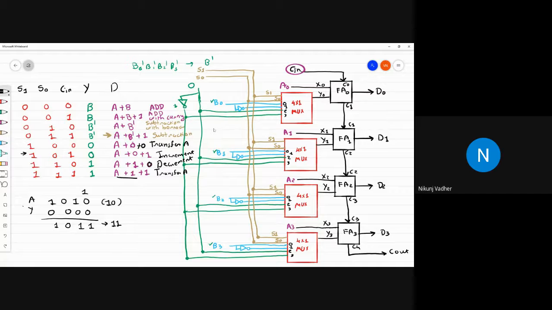If all the bits of A are 1, 1 1 1 1, and then we try to add 1, then 1 plus 1 is 0 with carry 1, repeated for each bit, giving 0 0 0 0. Carry will be 1. So this is C4, and the value of C4 is 1. That means this has resulted into an overflow operation.